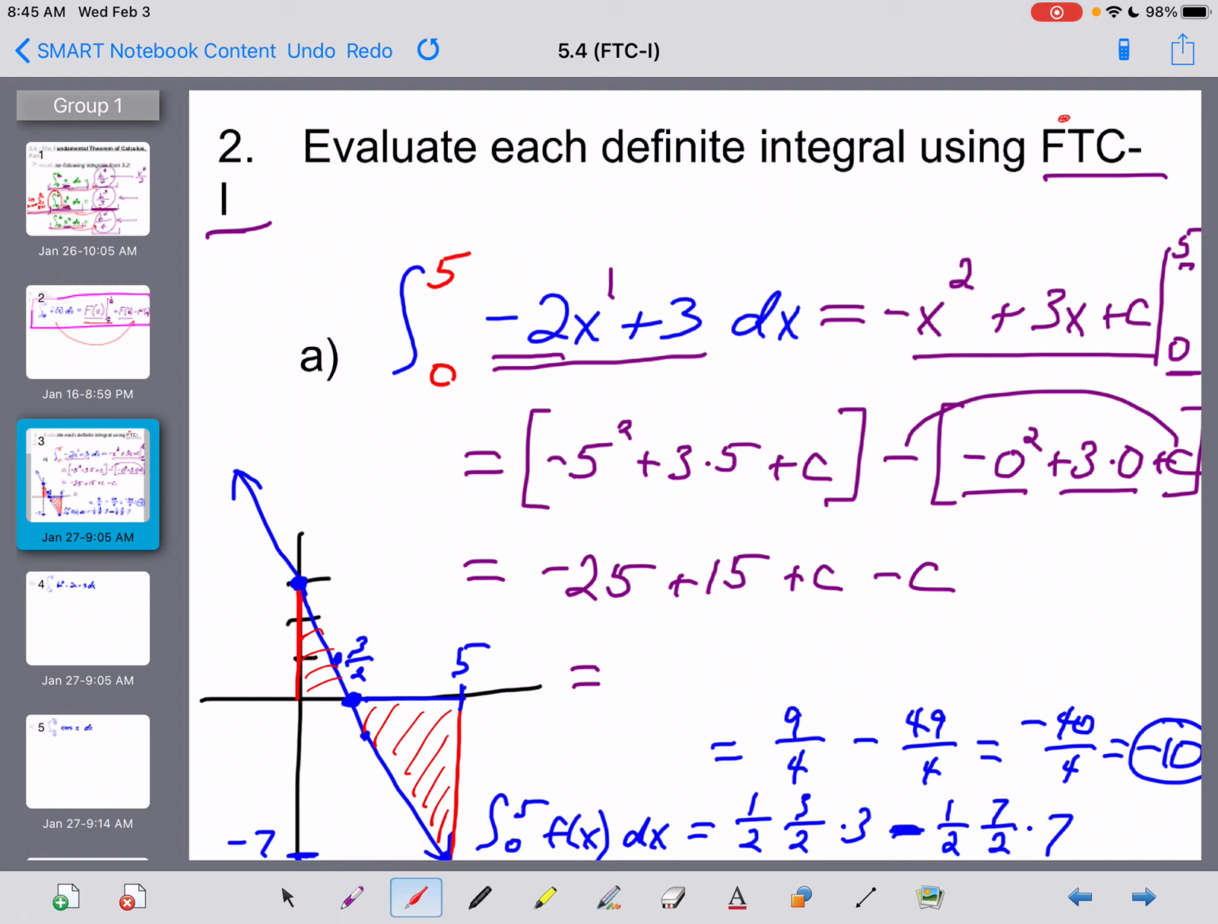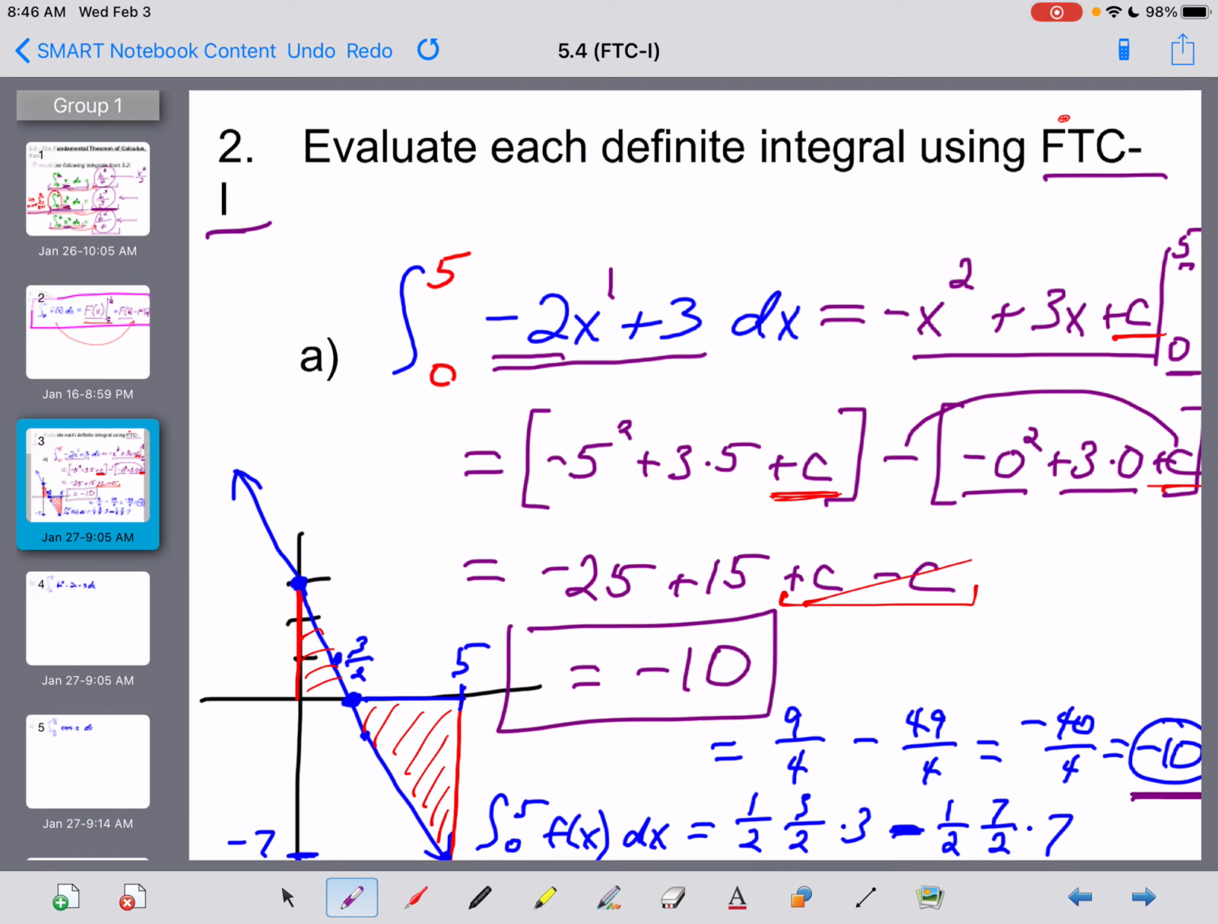Well, the reason I told you guys it wasn't necessary to put this plus c right here is because of what happens right here, and I promise you it will happen every time we do this. Whatever c value it ends up being, and we have no way of knowing, you're going to be subtracting the exact same c value right here, so those just cancel each other out. And we end up with a negative 25 plus 15, which sure enough is a negative 10. Exactly the same answer that we got here doing the problem geometrically.